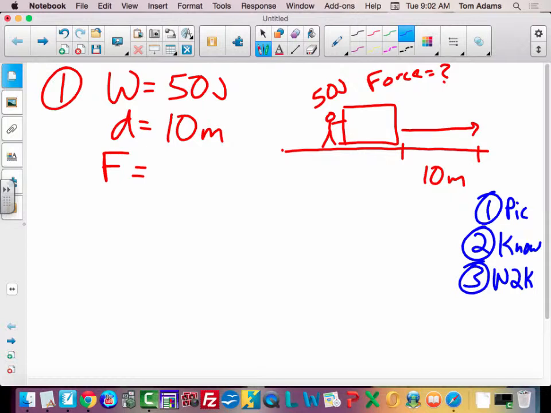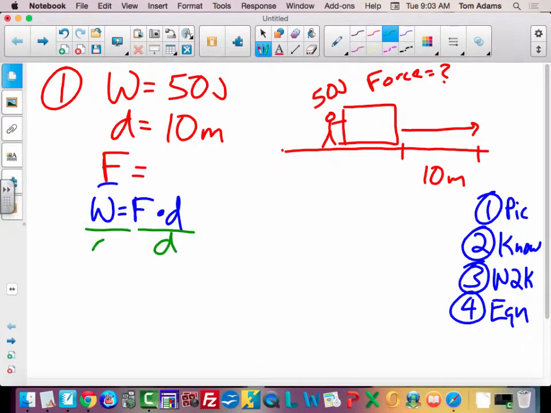Next, I want to write down an equation that shows the relationships. In your textbook, we say that work is equal to the force times the distance. So work is nothing more than applying a force on something, having it move a distance. What we're really interested in is the force, so I can algebraically divide both sides by the distance, and I get that the force is equal to the work divided by the distance.